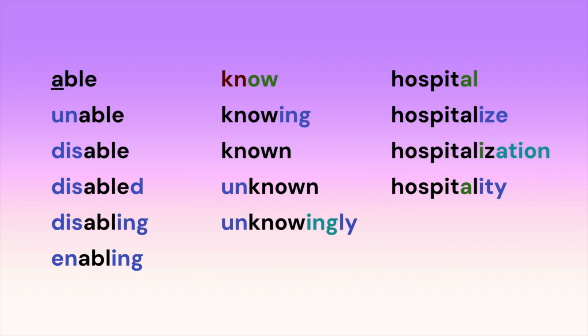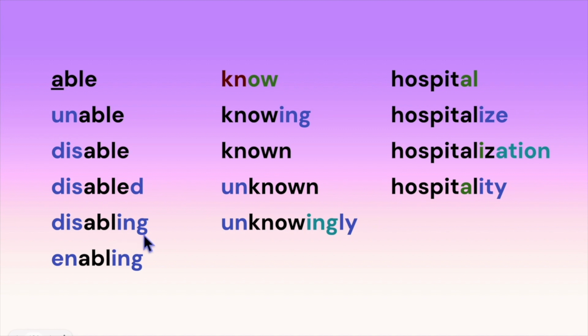So what is the number one secret of excellent readers? It's first looking for the root and then finding the prefixes before the root and the suffixes after. So here we have the root able with a long A sound. Now we've added a prefix. So we have unable, disable, disabled, disabling, enabling.